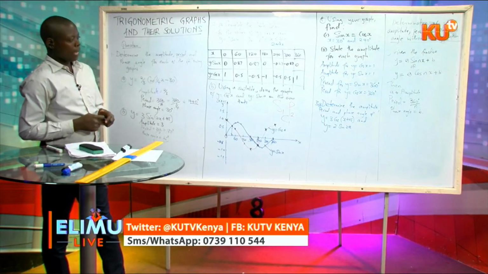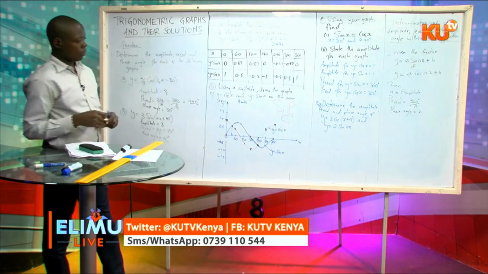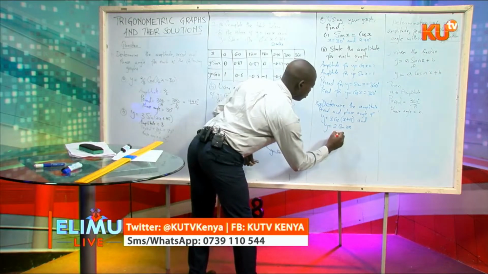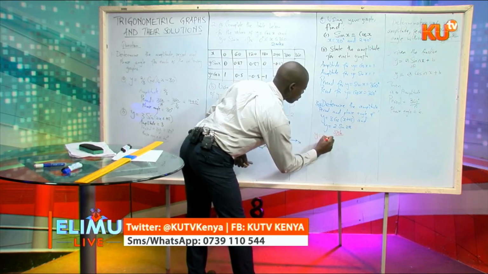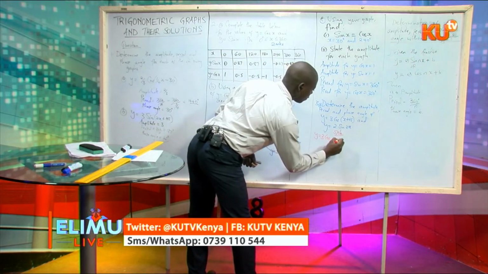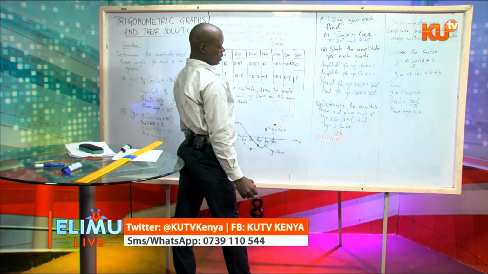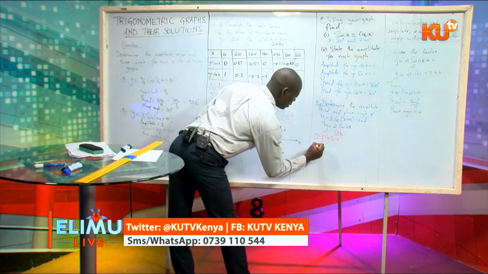We are only determining the amplitude, period, and the phase angle. So for each of the graphs, our solution will be y is equal to 3 cos(x + 45). In this case, the amplitude is the coefficient of cos, which is 3. This is the amplitude.